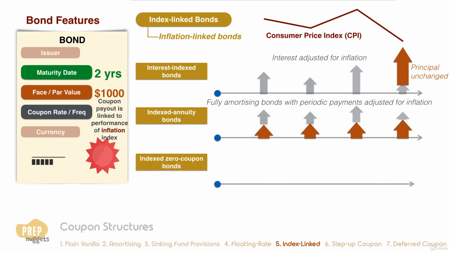Index zero coupon bonds pay no coupons throughout the tenor of the bond. They are sold at a discount from the start, and principal repayment is adjusted for inflation at maturity.